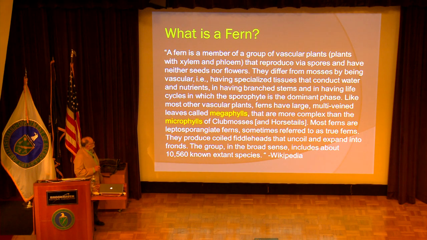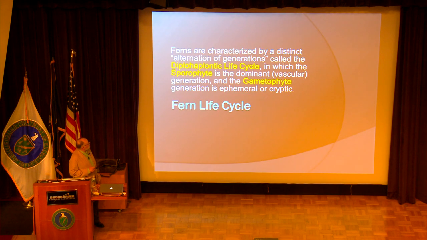Like most other vascular plants, ferns have large multiveined leaves called megaphylls that are more complex than the microphylls of club mosses and horsetails. Most ferns are leptosporangiate. I won't go into that, but anyway, sometimes referred to as true ferns. They produce coiled fiddleheads that uncoil and expand into fronds. The group in the broad sense includes about 10,560 known extant species. So there's the ferns.